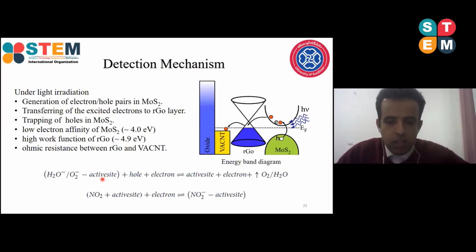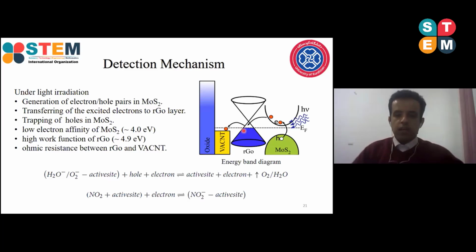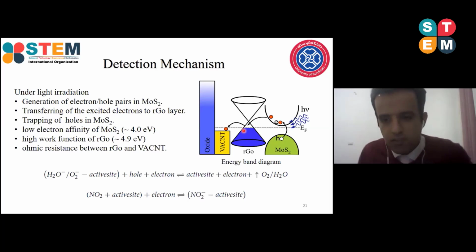But the mechanism for sensing nitrogen dioxide is based on a very simple fact. When the sensor is not irradiated by laser, the oxygen or vapor molecules in the ambient air can accumulate on the hybrid structure and occupy the active sites of the molybdenum disulfide or RGO. They occupy all these active sites and decrease the sensitivity of the sensor.